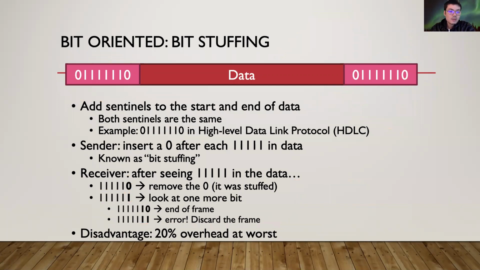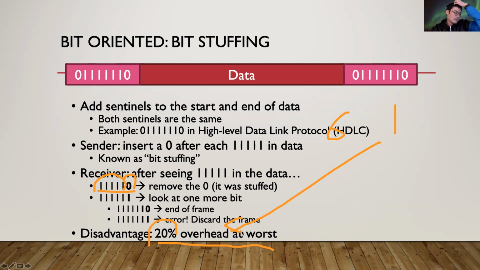So what's the bandwidth overhead in this case? We can show that this is about 20%. The reason is very simple. If you have 5 ones, then you will insert a wasted bit. So every 6 bits, you have 1 bit wasted. So it's actually less than 20%.